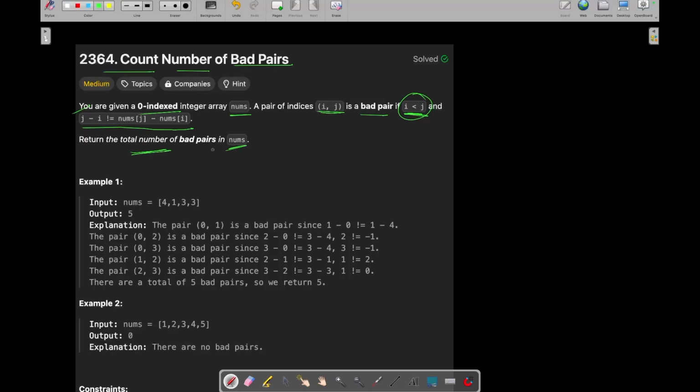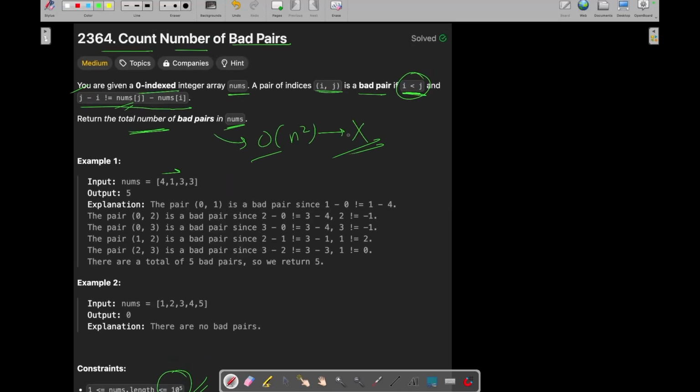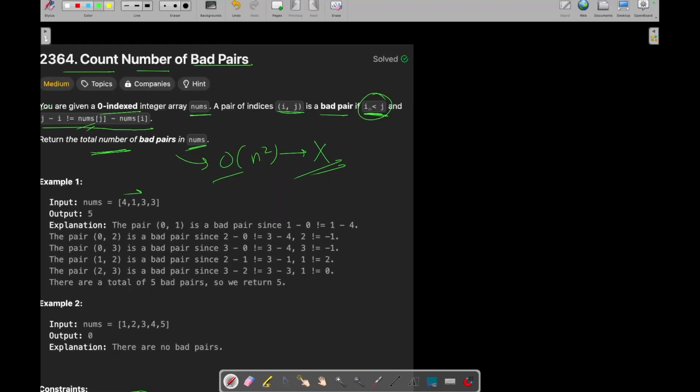Okay, so one very naive approach for this would be to iterate over the complete array, find all the pairs, and check this condition. This will give you O(n^2) complexity, right? But in this question the length of nums is up to 10 to the power 5, so this n square complexity is not going to work. So we need to do it either in O(n) or O(n log n) approach.